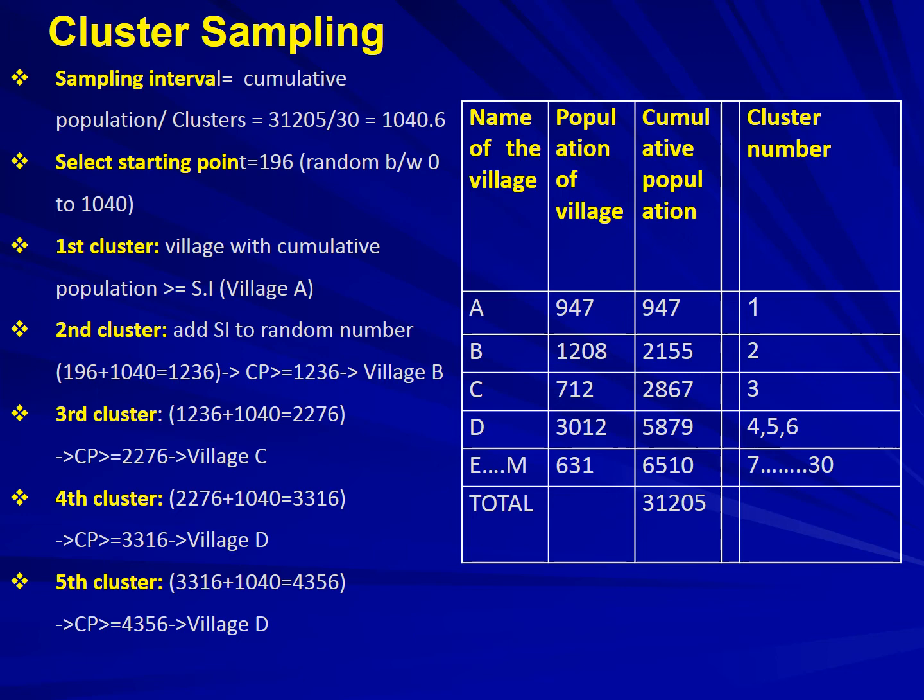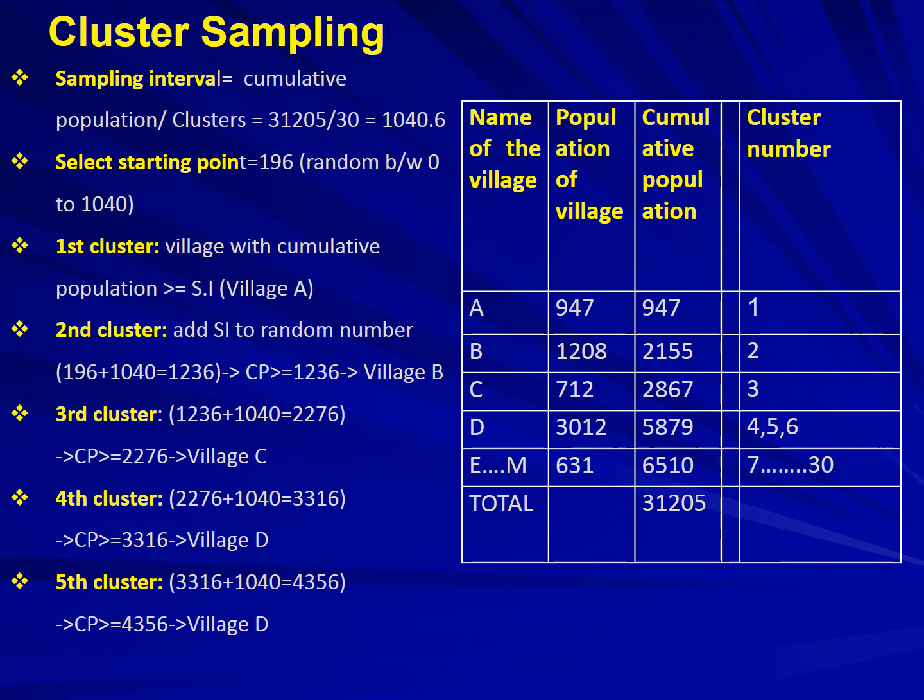The third step you have to do while conducting a cluster sampling is to calculate a sampling interval. That step is mentioned on the screen. The formula for calculation of the sampling interval uses the cumulative population, meaning the population of all villages. When you calculate the cumulative population for each village, the cumulative population of the last village will give you the cumulative population of the whole district or the whole study population.